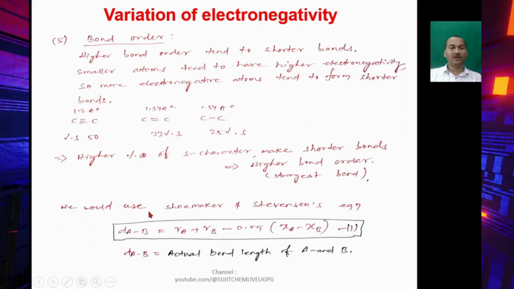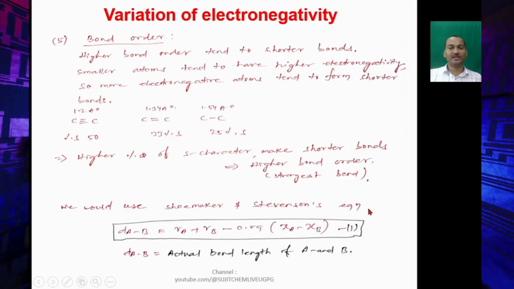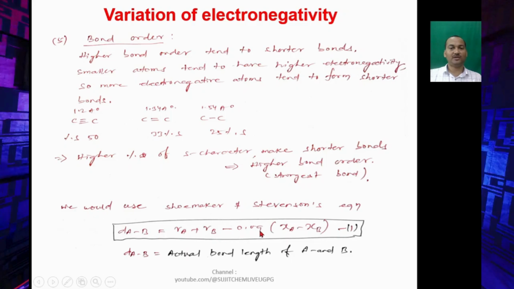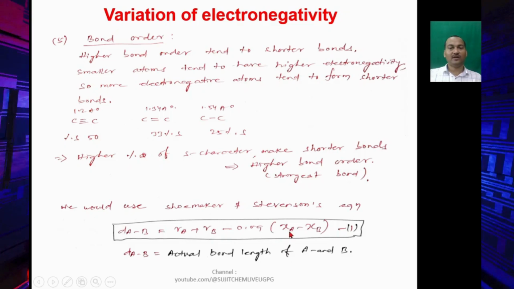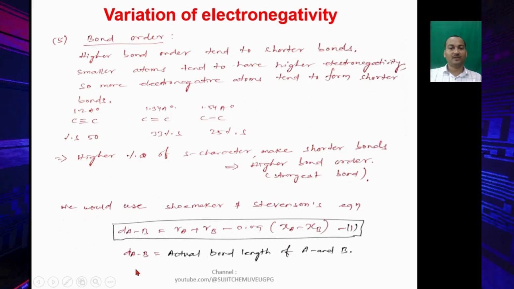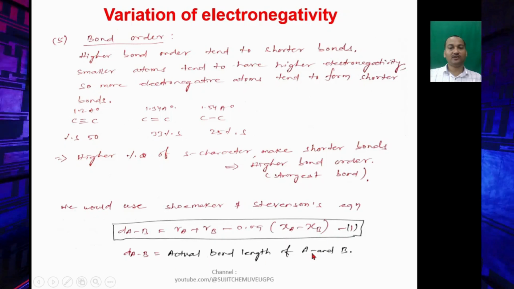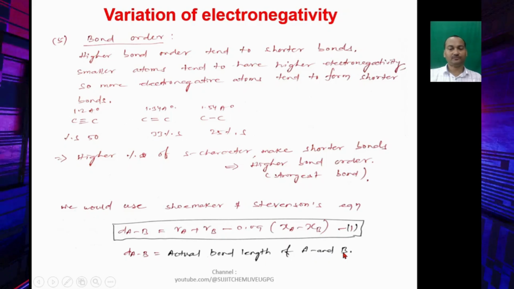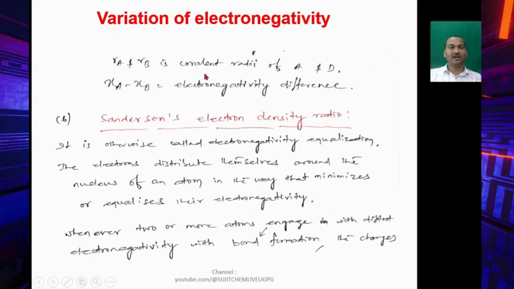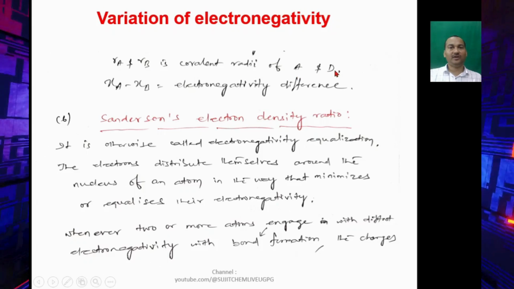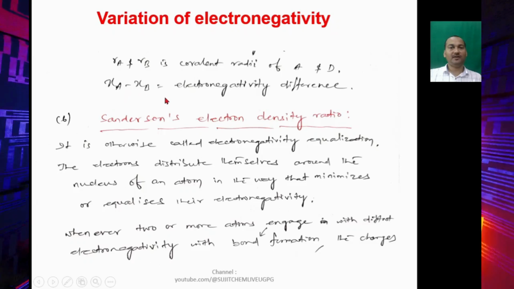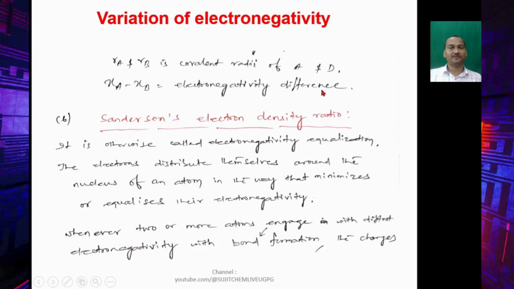So we would use Shoemaker and Stevenson's equation. D_AB equals R_A plus R_B minus 0.09 whole into (chi A minus chi B). So these are the electronegativities of atoms A and B. D_AB is the actual bond length of atoms A and B. Similarly, R_A and R_B are the covalent radii of atoms A and B. So chi A minus chi B is the electronegativity difference.